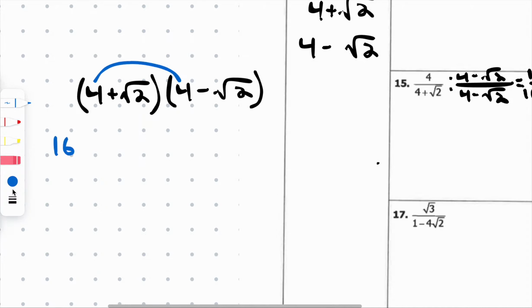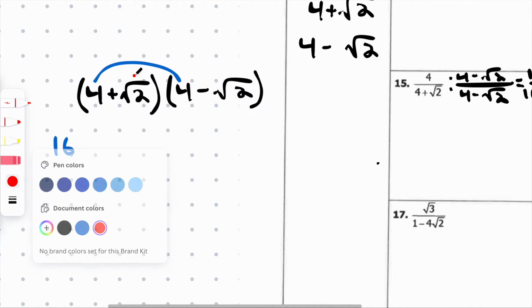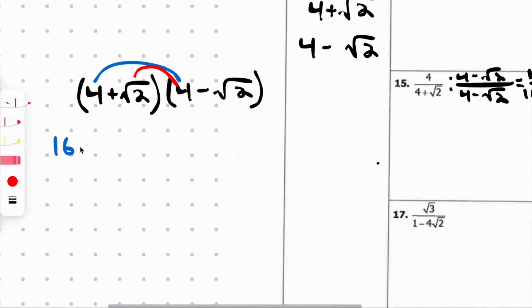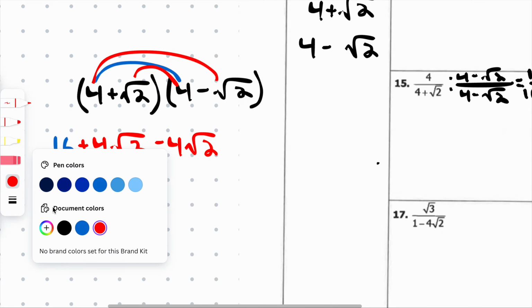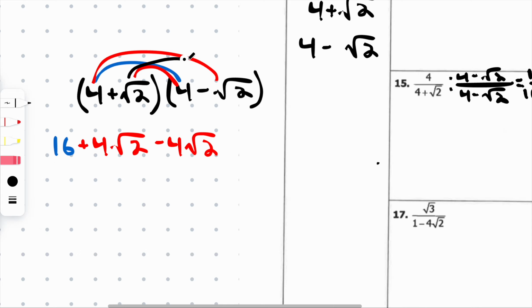So this is 16. And then we have root 2 times 4, so this is going to be plus 4 root 2. And then we have 4 times negative root 2, so we're going to say minus 4 root 2. And then finally we have root 2 times negative root 2, which is just going to be minus 2, since we have a minus sign and root 2 times root 2 is just 2.